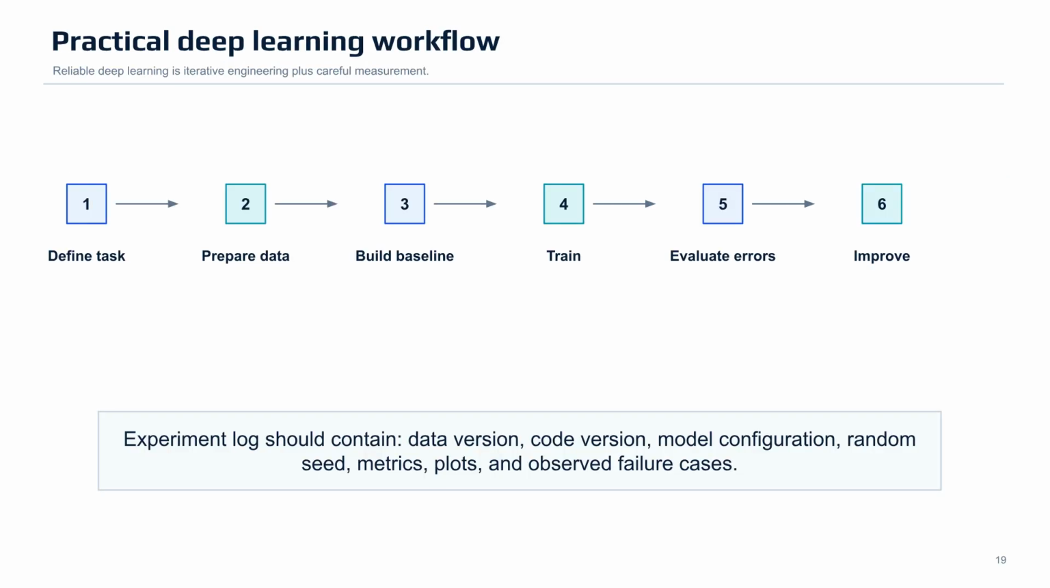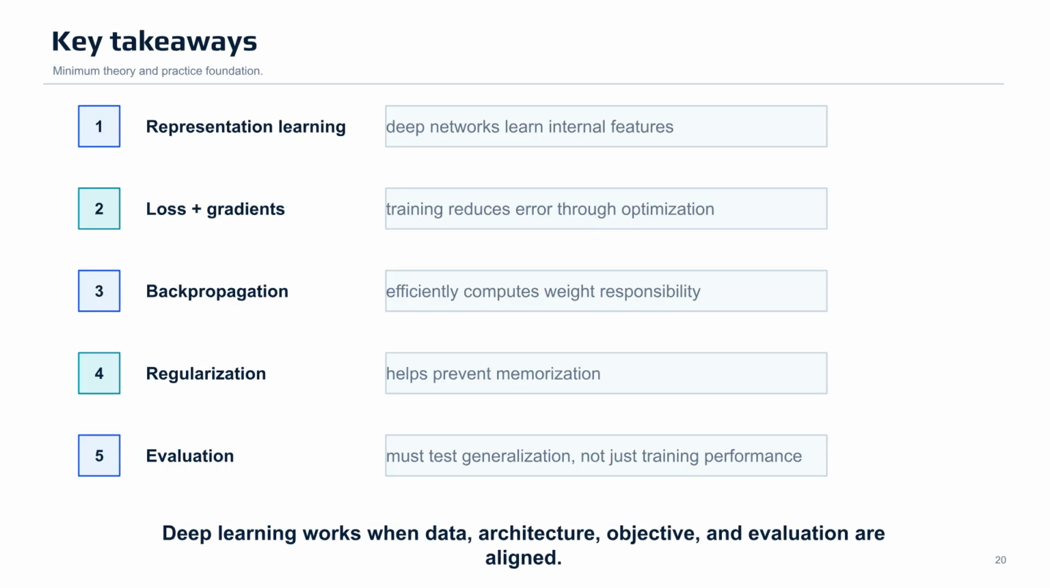Define your task, prepare data, build a baseline, train, analyze your errors, and then improve. Log everything so you can track your progress. In summary, deep learning is powerful when your data, architecture, objective, and evaluation are all aligned.